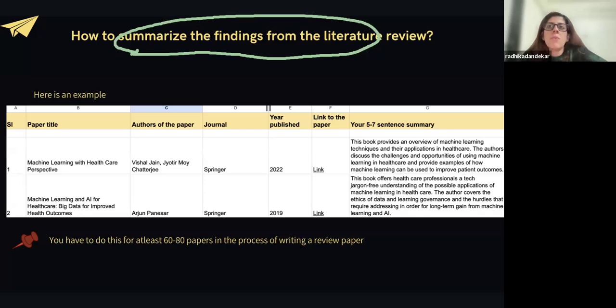This is how you maintain a master sheet of all the literature study that you've done without losing content. This is how you make sure that you remember what you've read right from the first to the last paper. This is an example of how you maintain this manually.